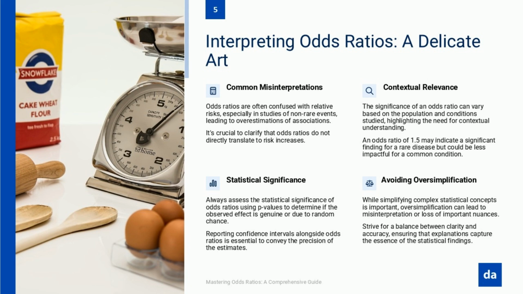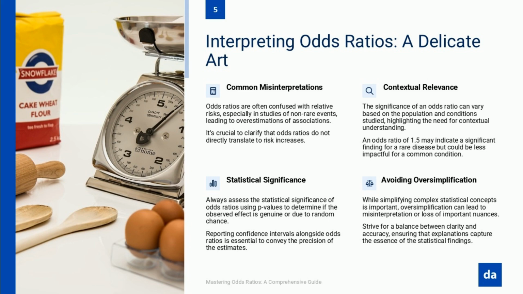Interpreting odds ratios for continuous variables requires a different approach. In these cases, the odds ratio indicates how the odds change with each unit increase in the variable. For example, if a logistic regression model examining factors associated with loan approval yields an odds ratio of 1.04 for age, it suggests that for each additional year of age, the odds of loan approval increase by 4%. This interpretation is crucial for understanding the impact of continuous predictors in your model.